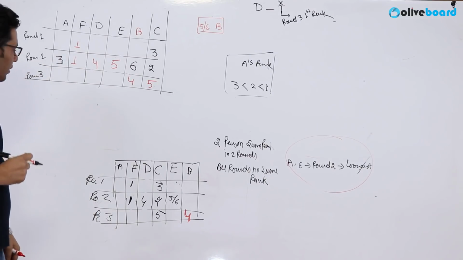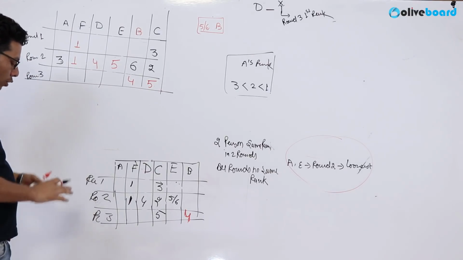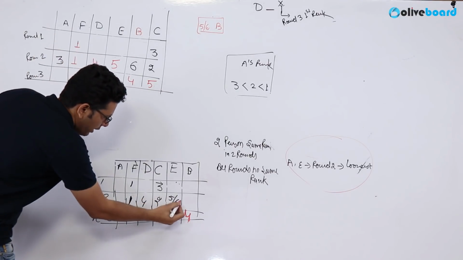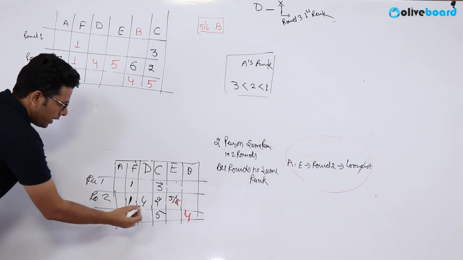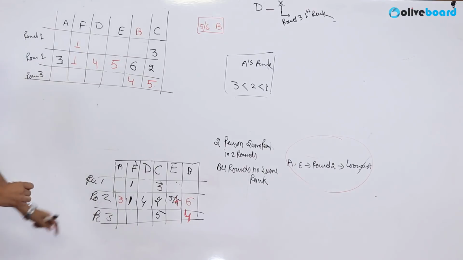The remaining rank is 3. In this case again A or E did not get the lowest rank, so it will not be 6, it will be 6 here and it would be 3. Okay, the remaining point is this one.